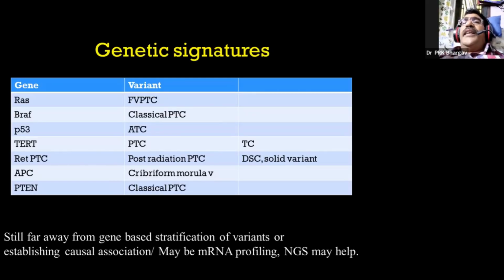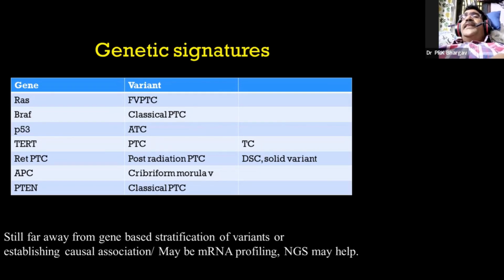This is a very important slide which I deliberately made. So what are the genetic signatures for these histological variants of PTC? Of course, it is not as well established and not as robust as in MTC, because the genetics in familial MTC is very well established up to the level of codon and subcodon level. Even codon-based stratification of treatment and prognostication can be done. But for these histological variants in PTC, we are still in the stage of infancy with regards to genetics.